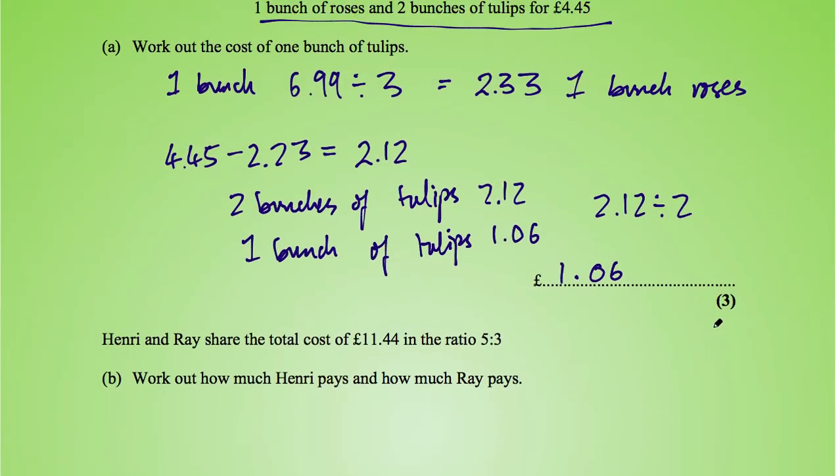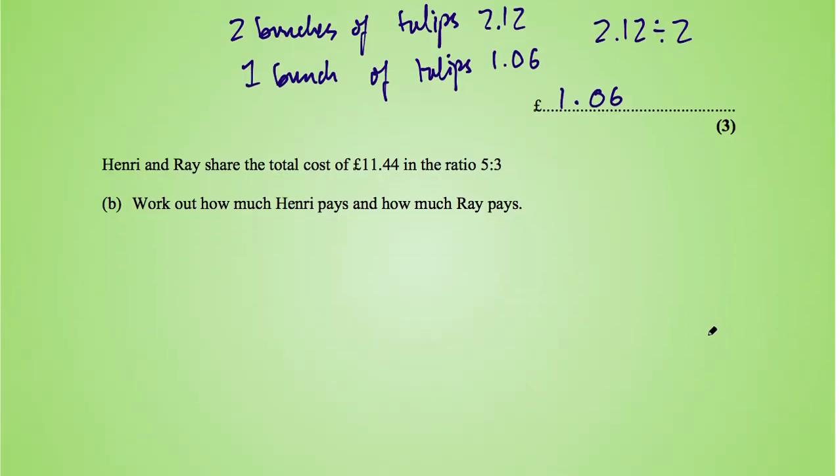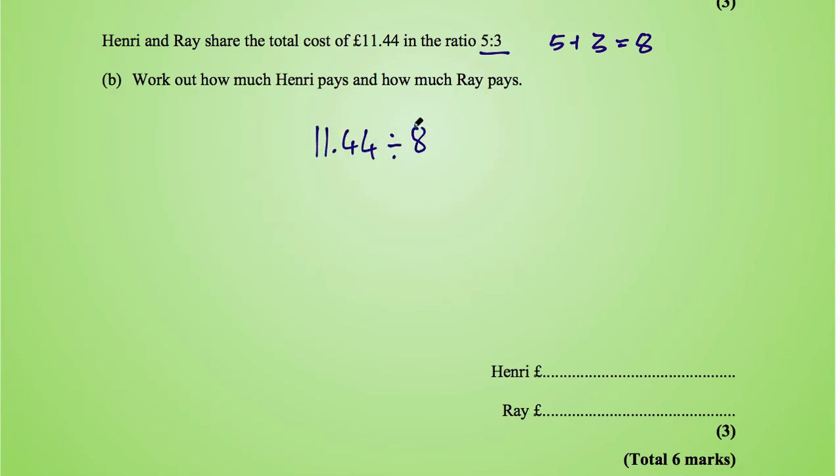Henri and Ray share the total cost of £11.44 in the ratio of 5:3. Work out how much Henri pays and how much Ray pays. So this is basically a new question. In the ratio of 5:3 means how many parts in total. 5 plus 3 is 8. We need to take 11.44 and divide it by 8 to find out the cost of 1 share, or 1 part. So £1.43, 1 part.